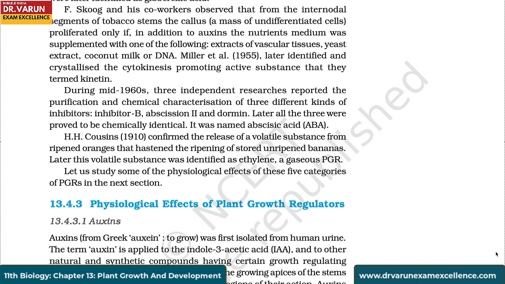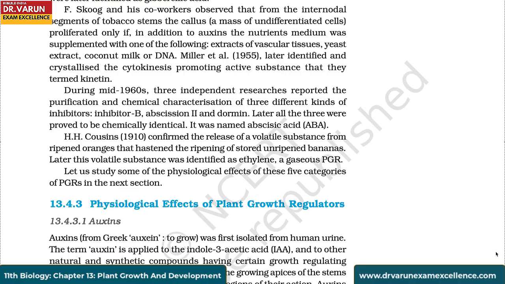During the mid-1960s, three independent researchers reported the purification and chemical characterization of three different kinds of inhibitors: inhibitor B, abscission II, and dormin. Later, all the three were proved to be chemically identical. It was named abscisic acid.